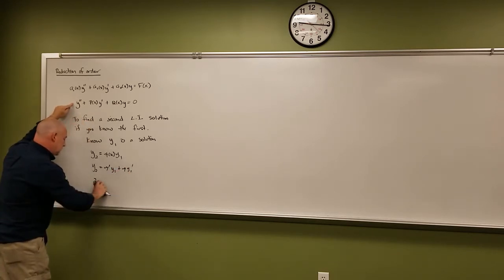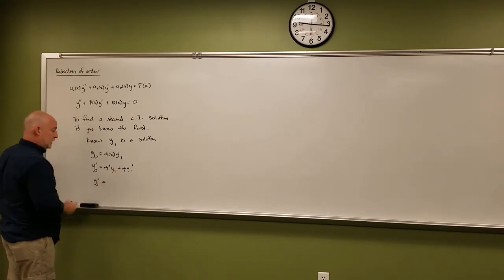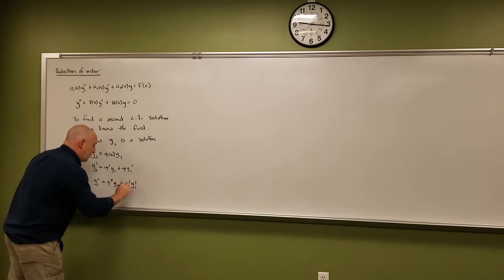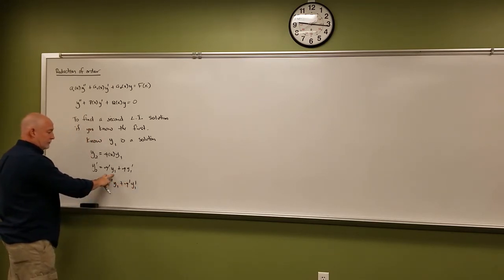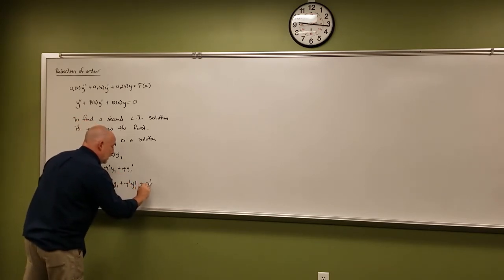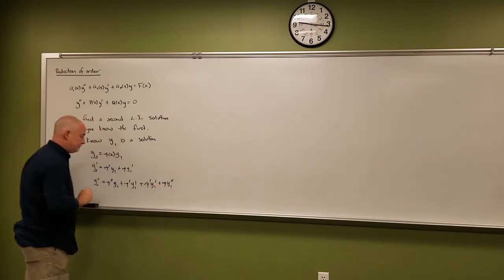And I'm also going to need the second derivative. So I'm going to have to do the derivative of this. Now I'm going to have to do the product rule twice. That's mu double prime y1 plus mu prime y1 prime. That's the product rule for the first piece. Plus the product rule for the second piece is mu prime y1 prime plus mu y1 double prime.